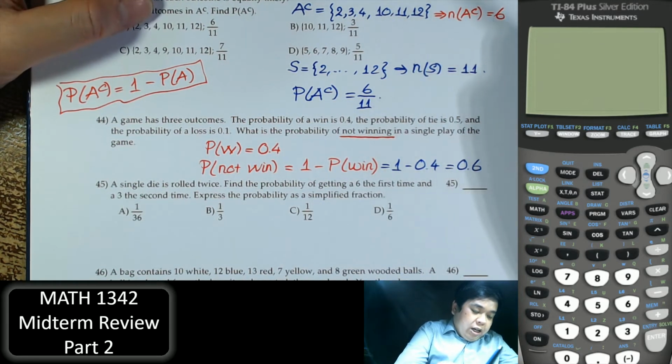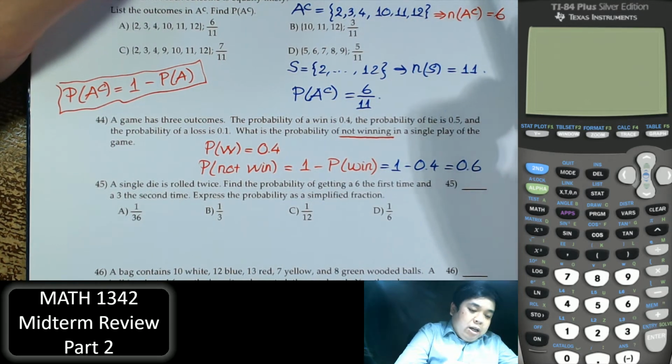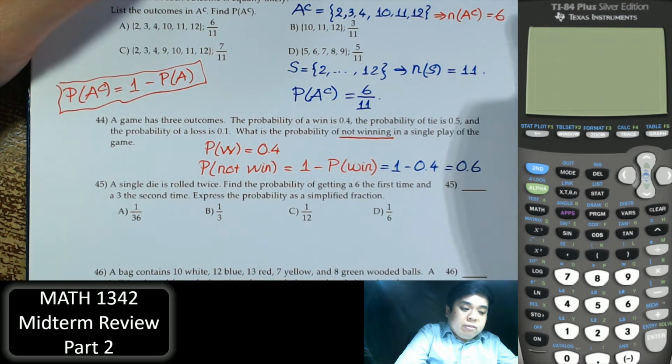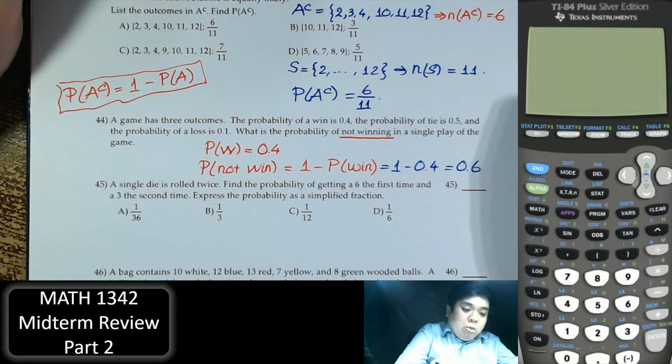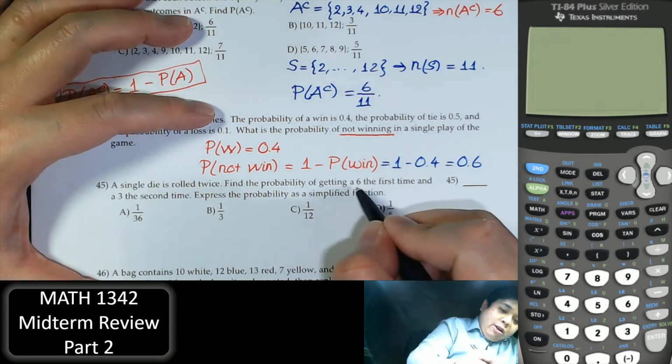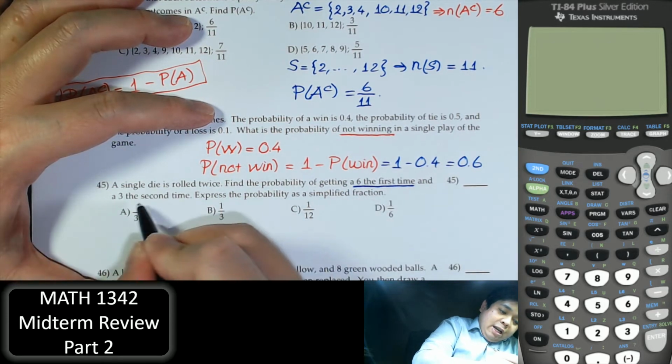A single die is rolled twice. Find the probability of getting a 6 first time and 3 second time. Express the probability as a simple fraction. So we're getting a 6 on first and 3 on the second time.